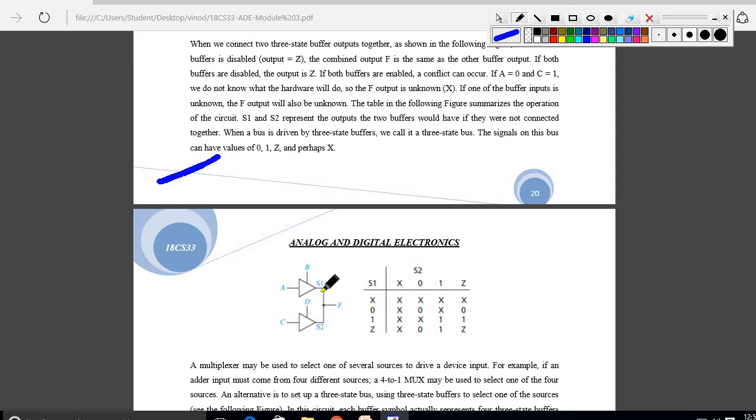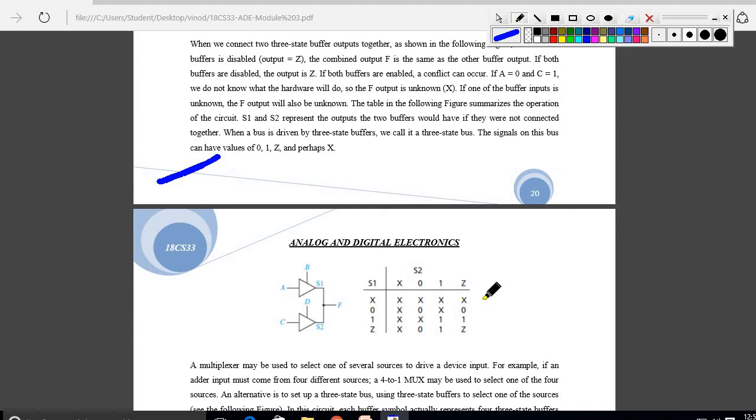When the output of the first 3-state buffer is X and S2 is also X, the output should always be X, right? I don't know the output values of S1 and S2, so it is always in X condition. If the output of the first buffer is X and the output of the S2 buffer is 0, then the output will also be X, right? I don't know the output of the first buffer because it is X. It might be a 0 or 1, I don't know. For that reason it is unknown.